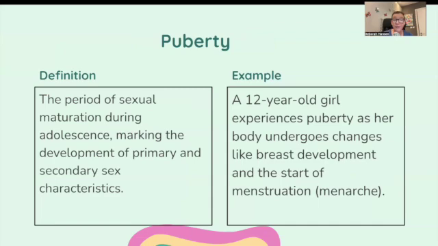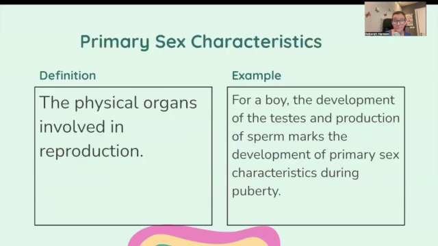Puberty. This is the period of sexual maturation during adolescence, marking the development of primary and secondary sex characteristics. So, for example, a 12-year-old girl experiencing puberty as her body undergoes changes like breast development and the start of menstruation. Primary sex characteristics. These are the physical organs involved in reproduction. So for a boy, the development of testes and production of sperm marks the development of primary sex characteristics during puberty.